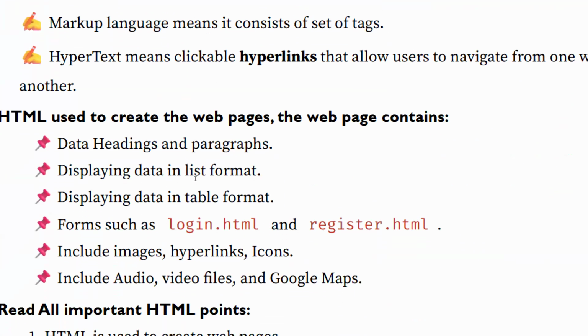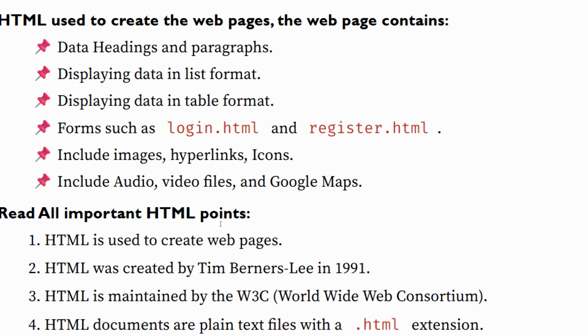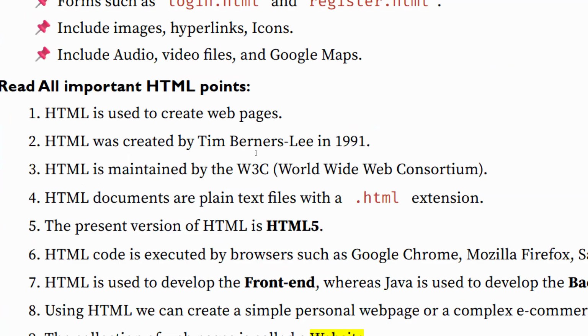HTML is used to create web pages. A web page contains data, headings and paragraphs. Displaying the data in what format? List format. Displaying the data in table format. Forms such as a login form, including hyperlinks, audio files, video files, and Google Maps. The importance of HTML: HTML is used to create web pages.